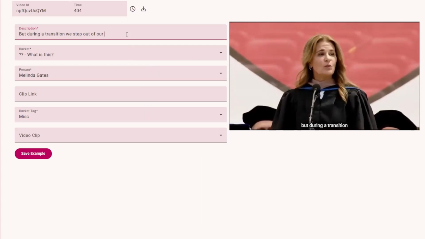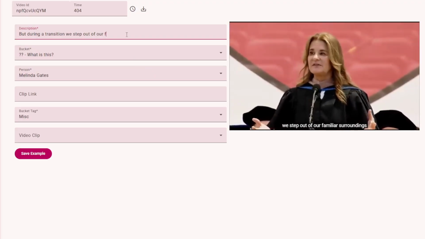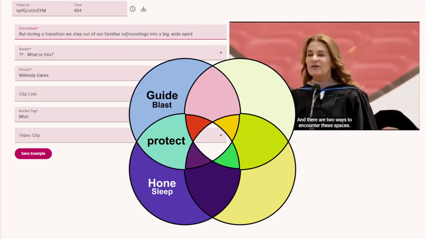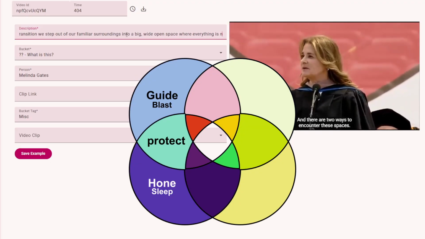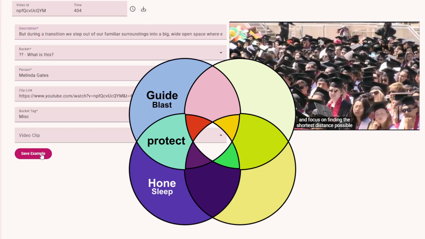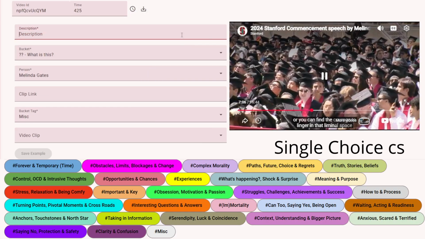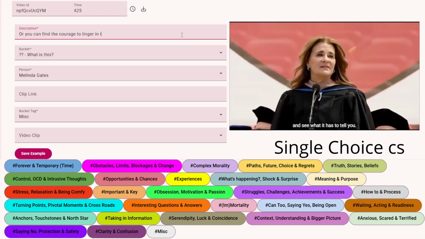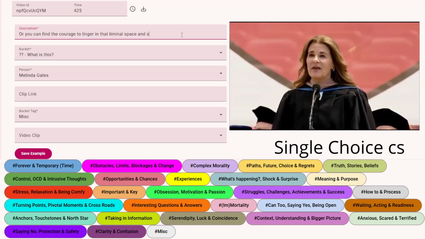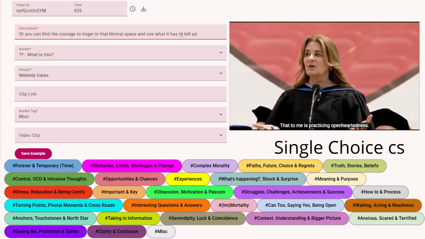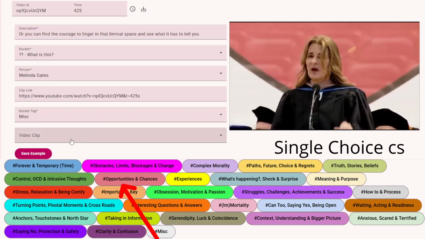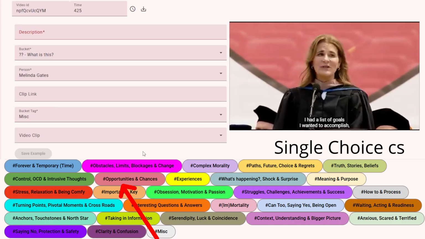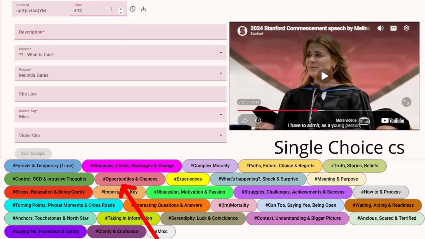But during a transition, we step out of our familiar surroundings into a big, wide open space where everything is new. Stepping out of familiar surroundings again sounds very much like familiar is the norm and the big open wide space is the thing she learned to appreciate. Or you can find the courage to linger in that liminal space and see what it has to tell you. I love the word liminal space here as it evokes quite strong images. I think what she means is that this is the space where unknown possibilities exist, and that of course points even more to choice. And because of the word courage, which is actually a judgment word, it makes it clear that this is protectiveness as well.